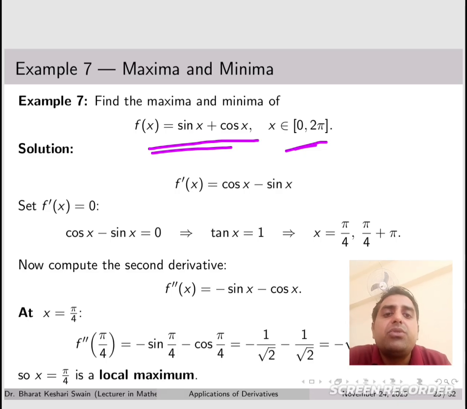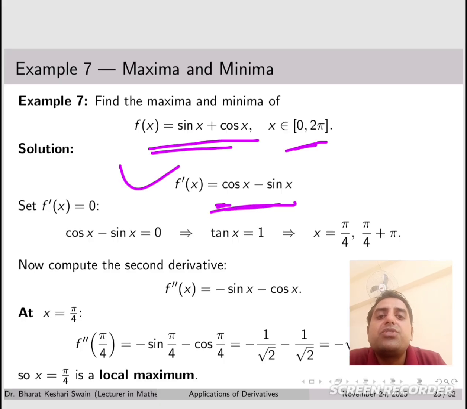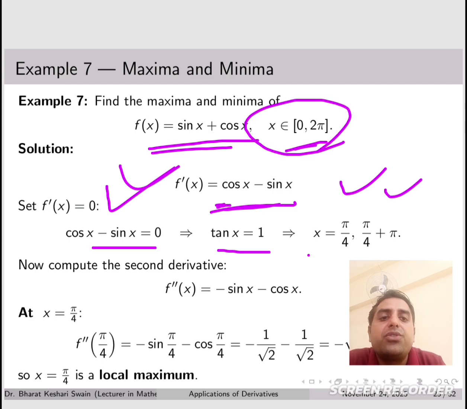So first we have to do what? f dash x equal to 0. So f dash x will be cos x minus sin x. So take f dash x equal to 0. Okay, so cos x minus sin x is equal to 0. So tan x is equal to 1, and then x will be pi by 4, then pi by 4 plus pi, because our interval is 0 to 2 pi. So within this we have to take the points.